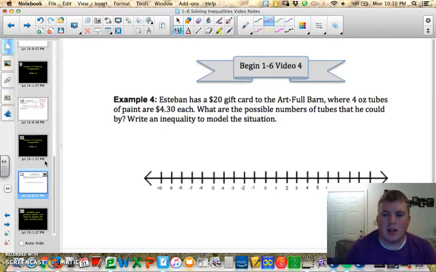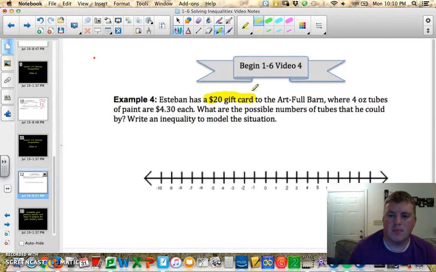Esteban has a $20 gift card to the Artful Barn, where 4-ounce tubes of paint are $4.30 each. We want to know the possible number of tubes that he could buy, and then we want to write an inequality that models the situation. So as in any word problem, we want to go ahead and highlight our important information. We know that he can spend up to $20, and we know that the paint costs $4.30 each.